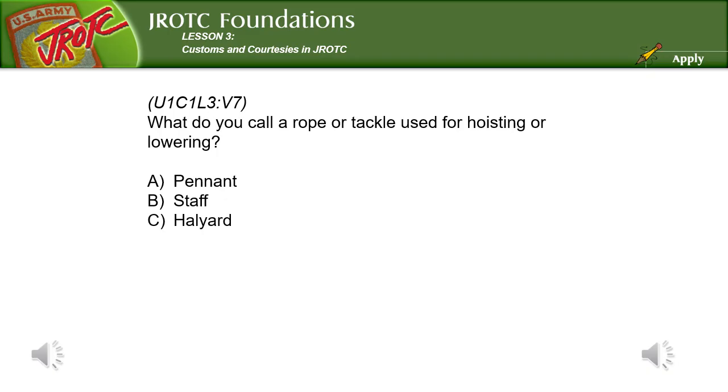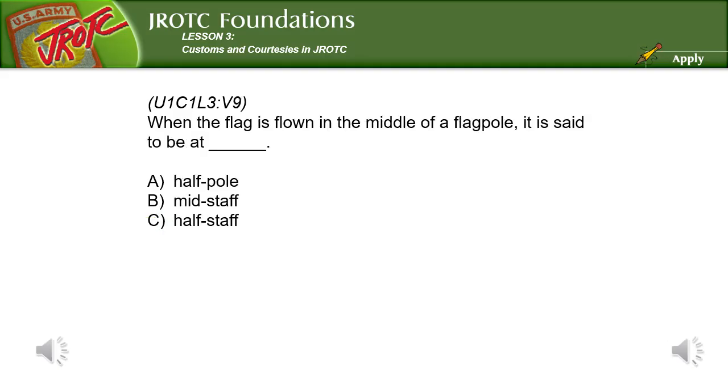What do you call a rope or tackle used for hoisting or lowering? Is it A, pennant, B, staff, or C, halyard? The answer is C, halyard. When a flag is flown in the middle of a flagpole, it is said to be at blank. Is it A, half pole, B, mid pole, or C, half staff? The answer is C, half staff.